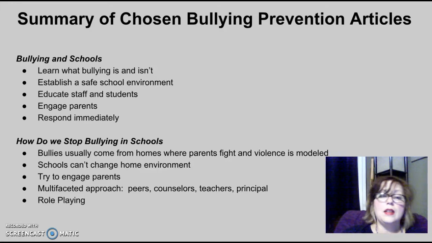the bully sometimes. Then the next one was how do we stop bullying in schools? So it says bullies usually come from homes where parents fight and violence is modeled, and I've seen this a lot. It really talks about how as educators we can't change that home environment, but what we can do is try to help teach our kids appropriate behavior at school. It mentions engaging the parents. Try to get to the parents. A lot of the times, whole families need counseling, not just these kids.